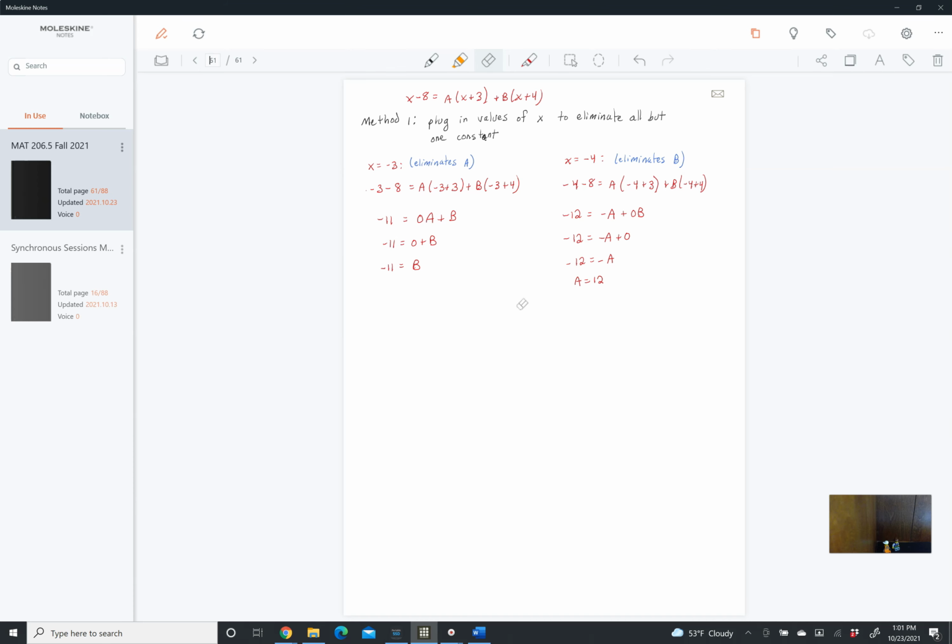So if we write out our solution, x minus 8 over x squared plus 7x plus 12 is equal to 12 over x plus 4 minus 11 over x plus 3. So remember, the minus is instead of plus negative.